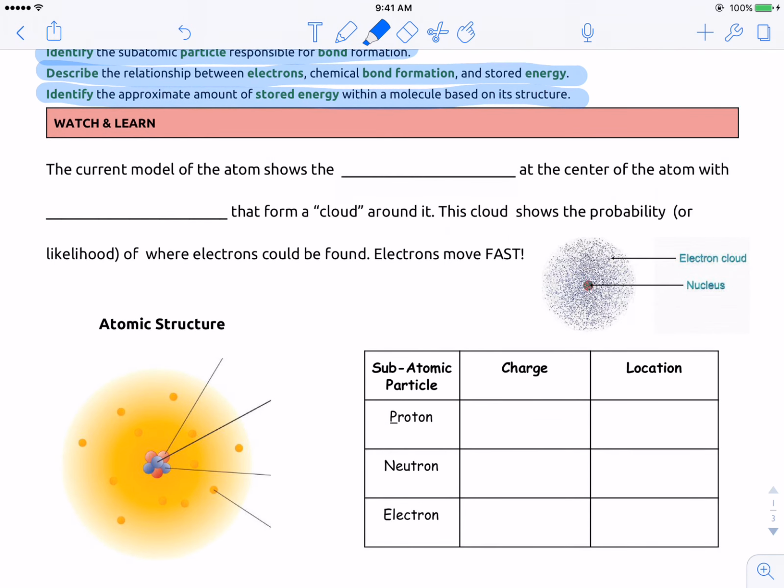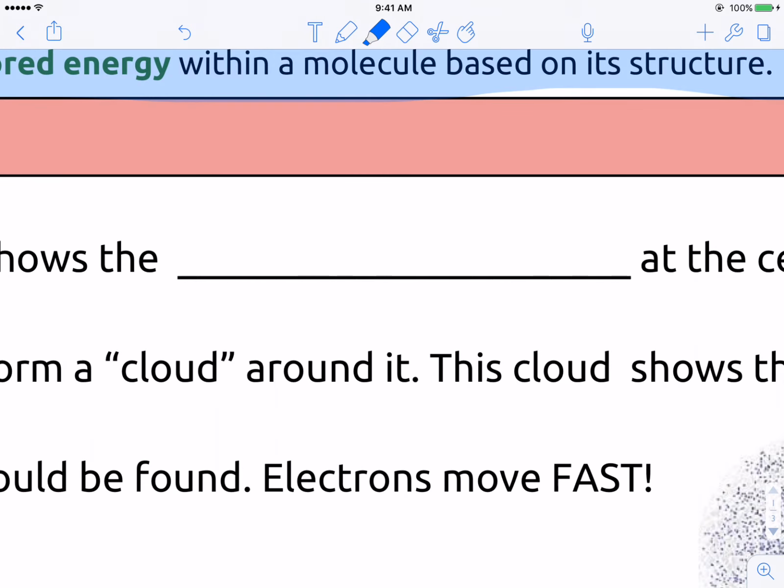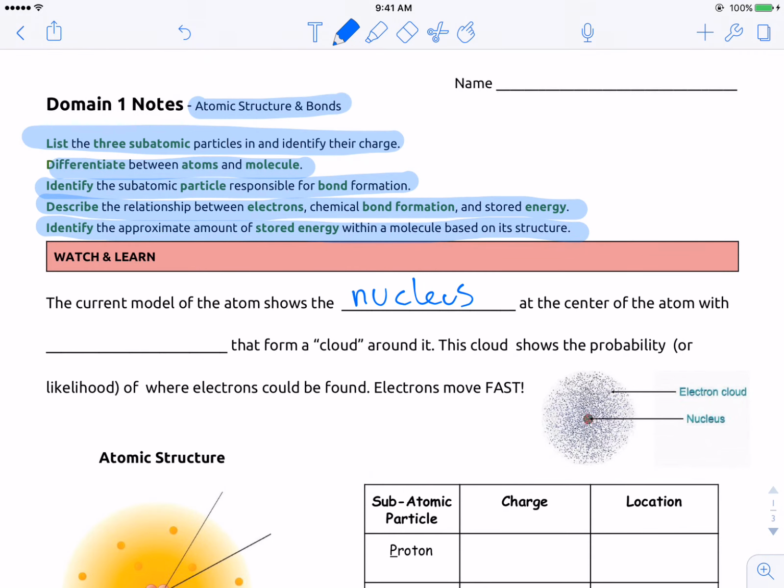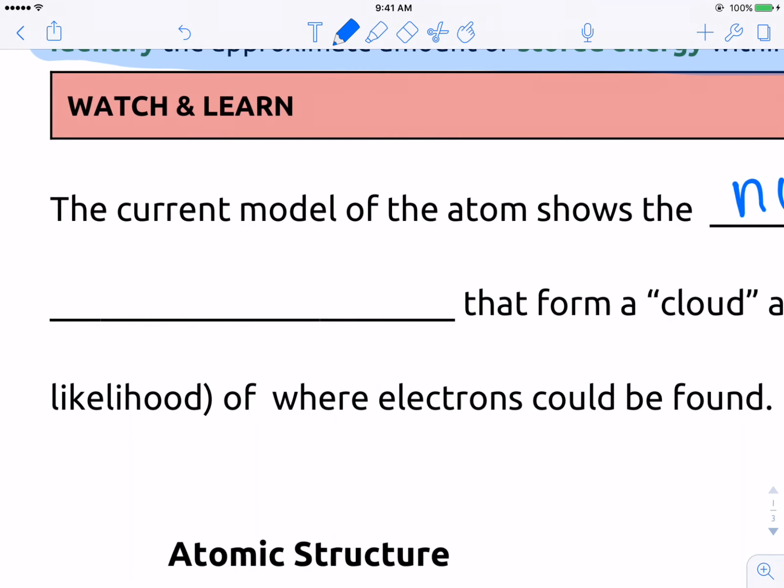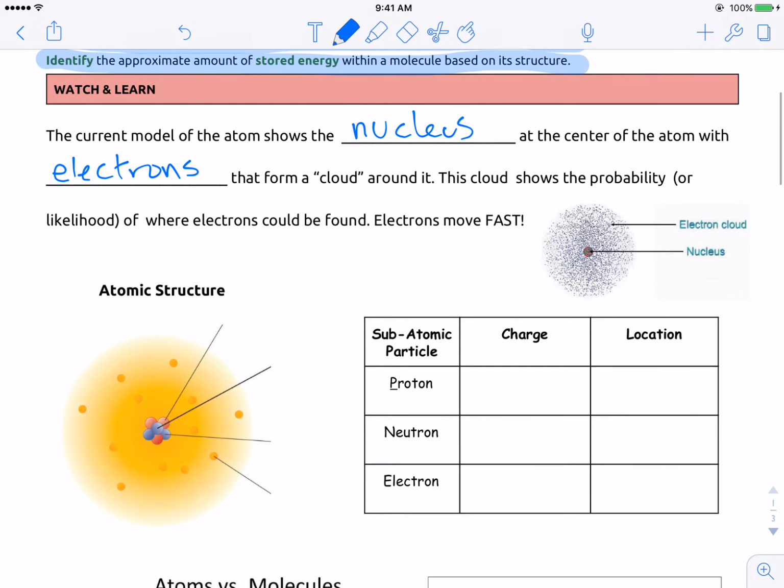Okay, the current model of an atom shows the nucleus at the center of the atom with electrons that form a cloud around it. The cloud kind of shows the probability or the likelihood of where electrons could be found. So the cloud is in this area around the nucleus, and those electrons move really, really fast.